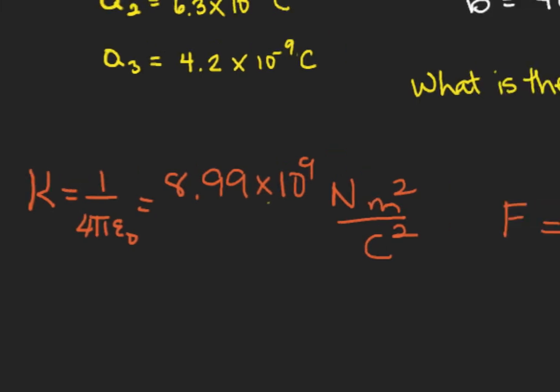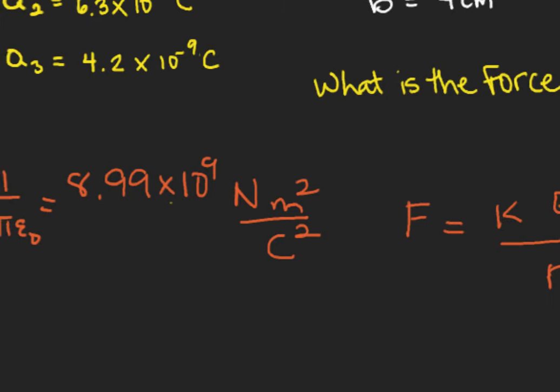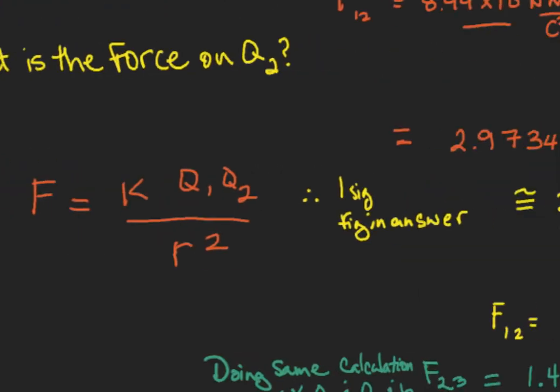An easy way to remember the units for that K is that you need to cancel the meters squared on the bottom and the coulomb squared out of the top. So you have to have these two, and it's a force, so we need newtons. So that's how you can remember that one.